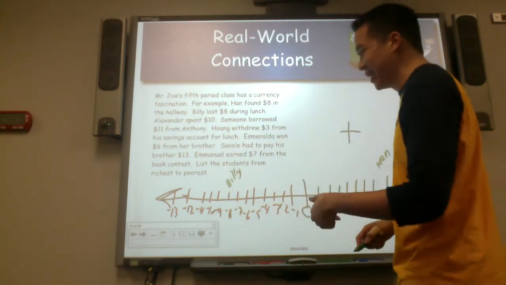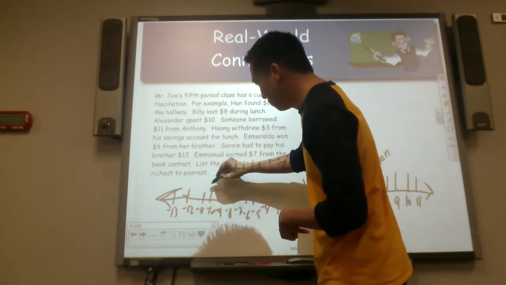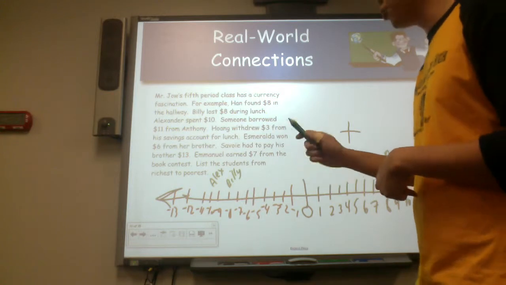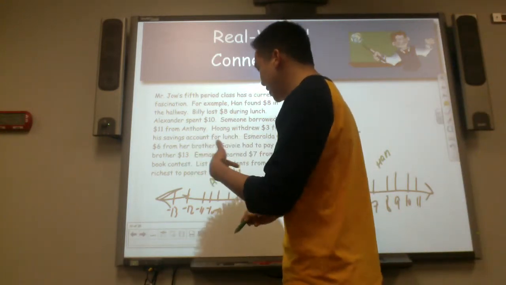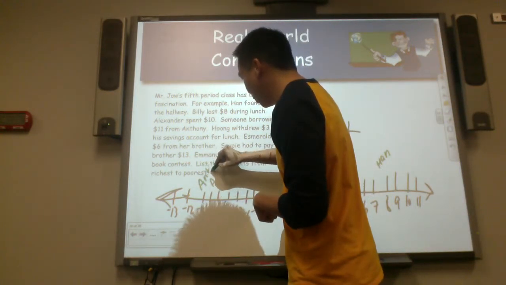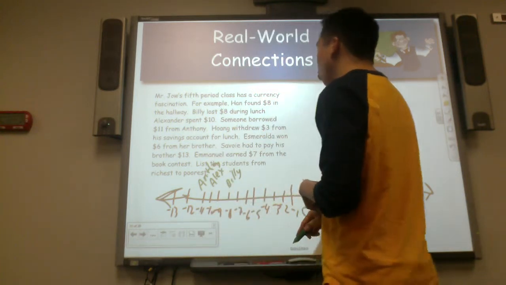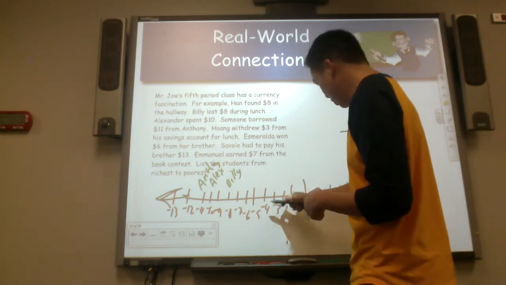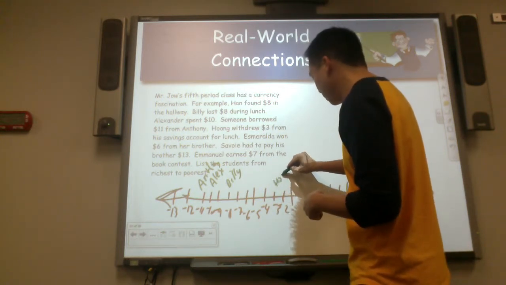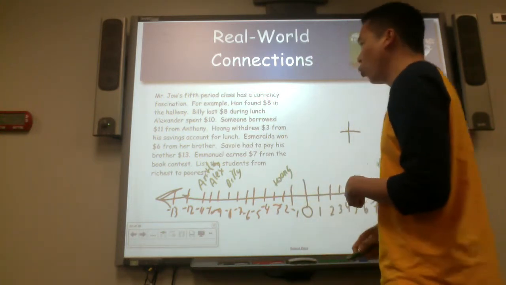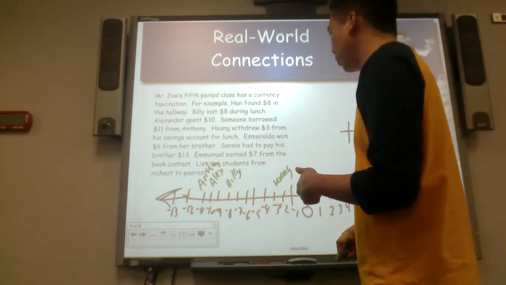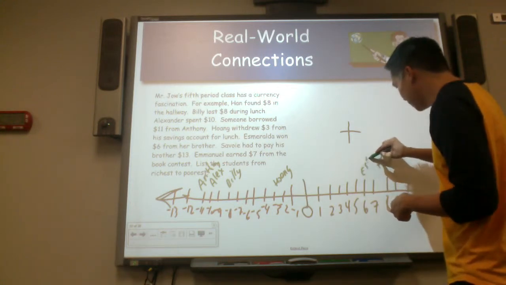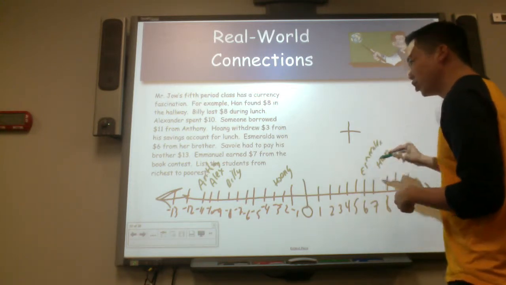Alexander spent $10. So he'll be negative. I call him Alex. Someone borrowed $11 from Anthony. So Anthony does not have this anymore. So Anthony will be right here. Hong withdrew $3 from his savings account for lunch. So he took it away from himself. So Hong. Esmeralda won $6 from her brother. Won. So Esmeralda will be right here, because she has more money.